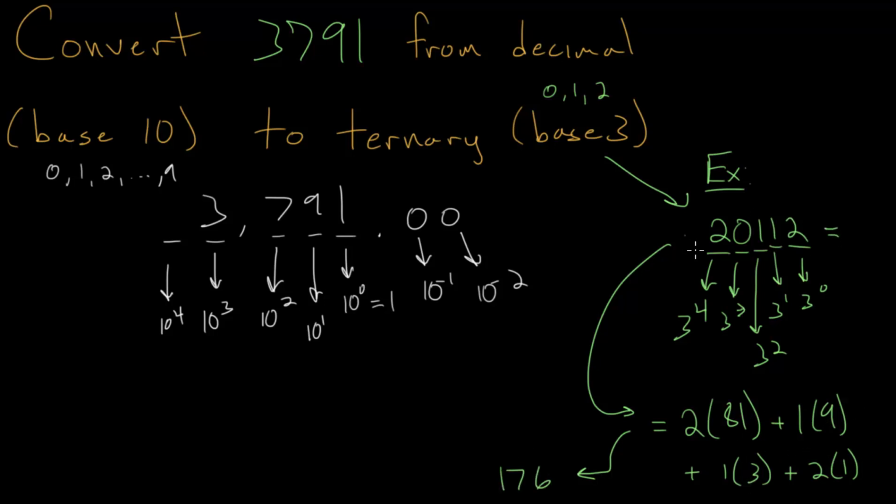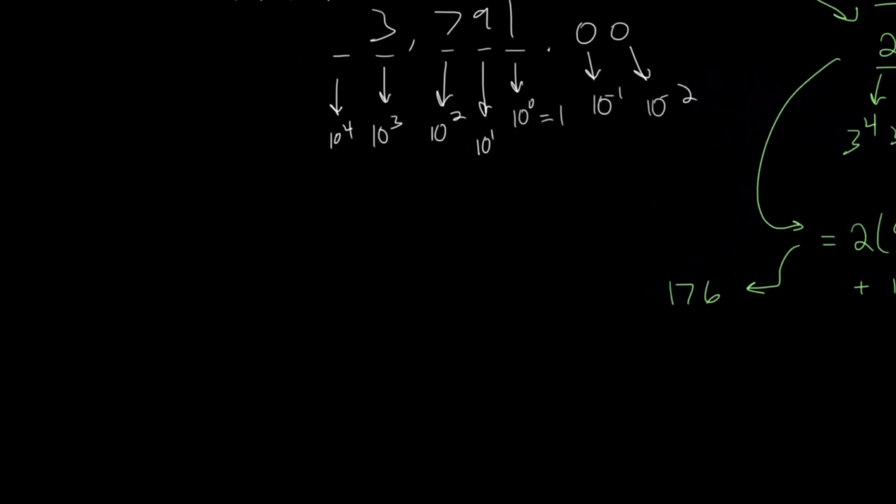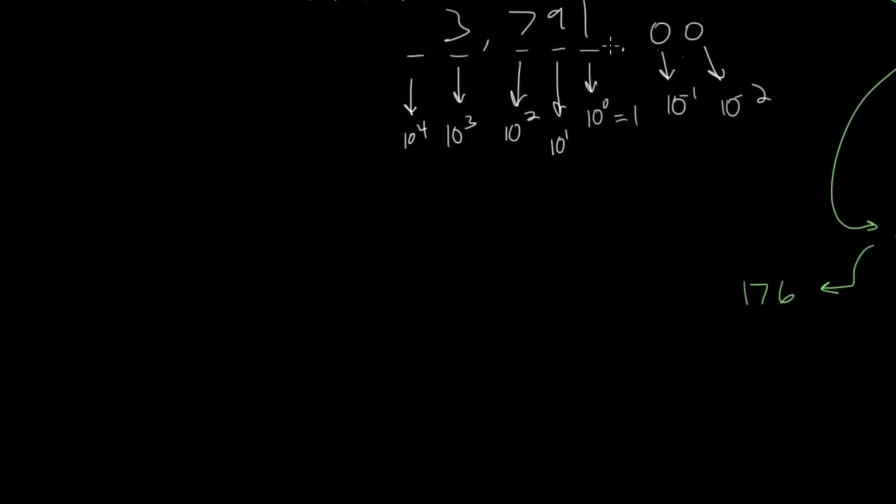So this number in decimal is 176. Now, taking a number from decimal and converting it to another base can be a little bit tricky at first, but it is a fairly straightforward process once you understand it. So let me just make a little bit more room and we can start working through this. But the main idea is that we can imagine this as filling buckets.